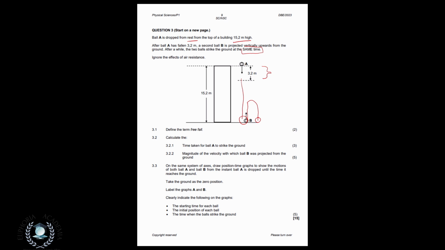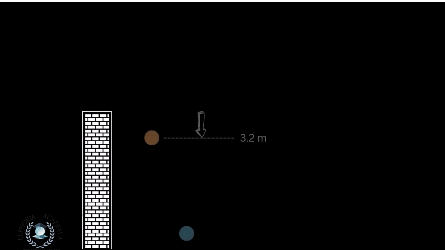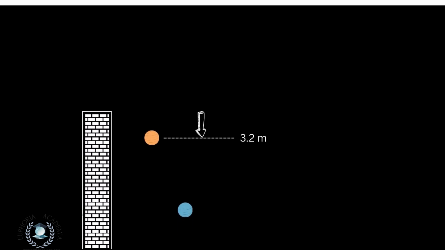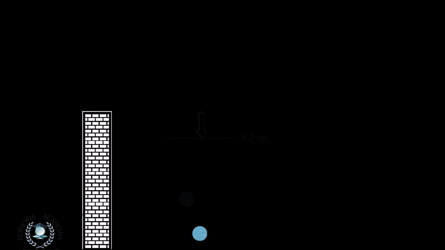So let's put some animations to understand this question a bit better. So to start off, we have some ball at the top of a building, right? Now this ball is going to be dropped and then it's going to pass 3.2 meters where a second ball is going to be launched, and as the ball is launched they are both going to hit the ground at the same time.